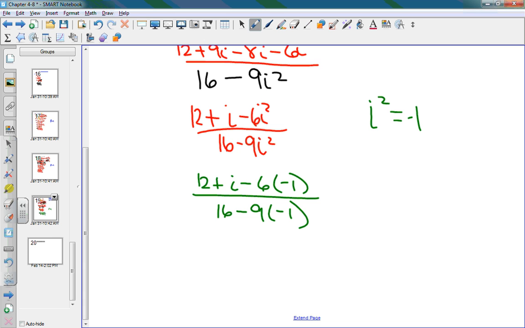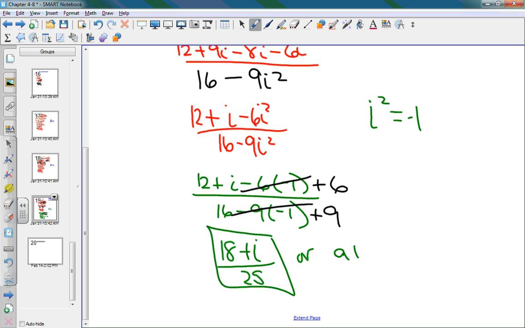So this minus times the negative is going to make me a positive 6. This is going to make this a positive 9. So what is 12 plus 6? 18 plus i over 16 plus 9 is going to give me 25. I accept this, or a plus bi form to give you 18 over 25 plus i over 25.